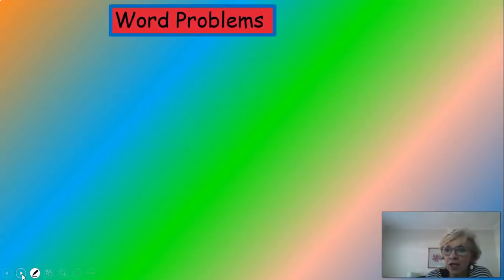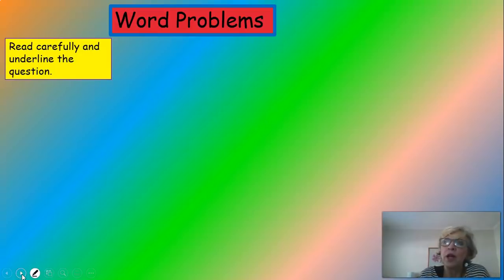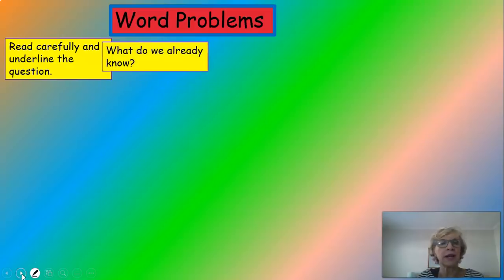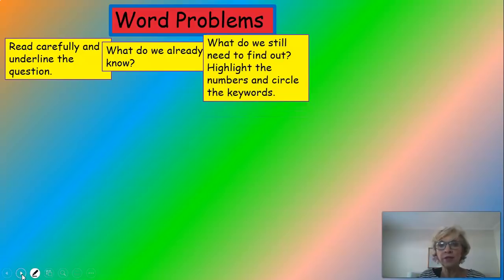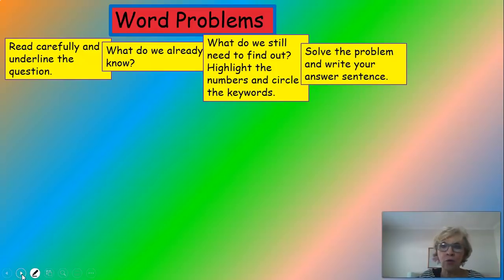Done with our fractions. Now, word problems. Remember, what were the things we have to keep in mind? Read carefully and underline the question, which we will do. We need to discover or find out what we already know. What do we still need to find out? And we need to highlight numbers and circle the keywords. Solve the problem and write our answer in a sentence.